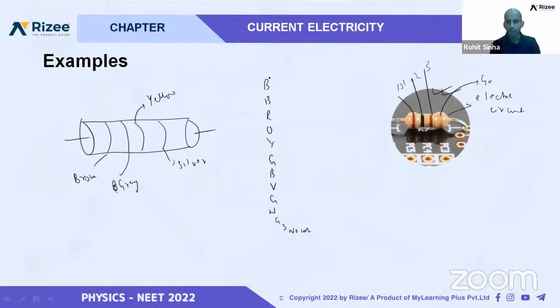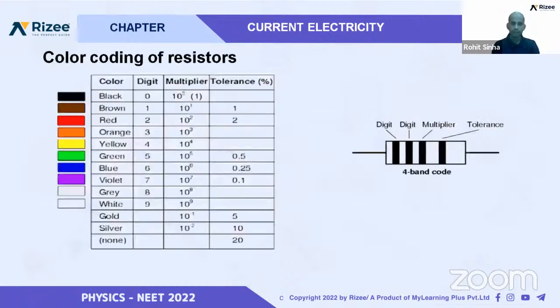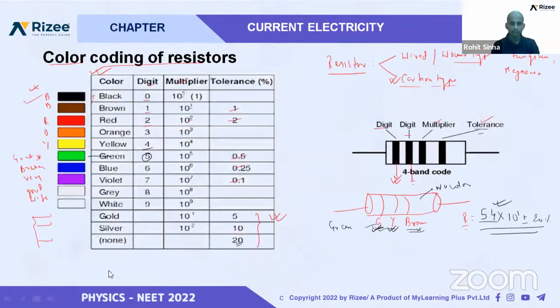Decide, count from here: 0, 1, 2, 3, 4, 5, 6, 7, like this. Count like this. And from here, gold, silver, and no color: 5, 10, 20. Okay. You can see this is only what we have discussed here.